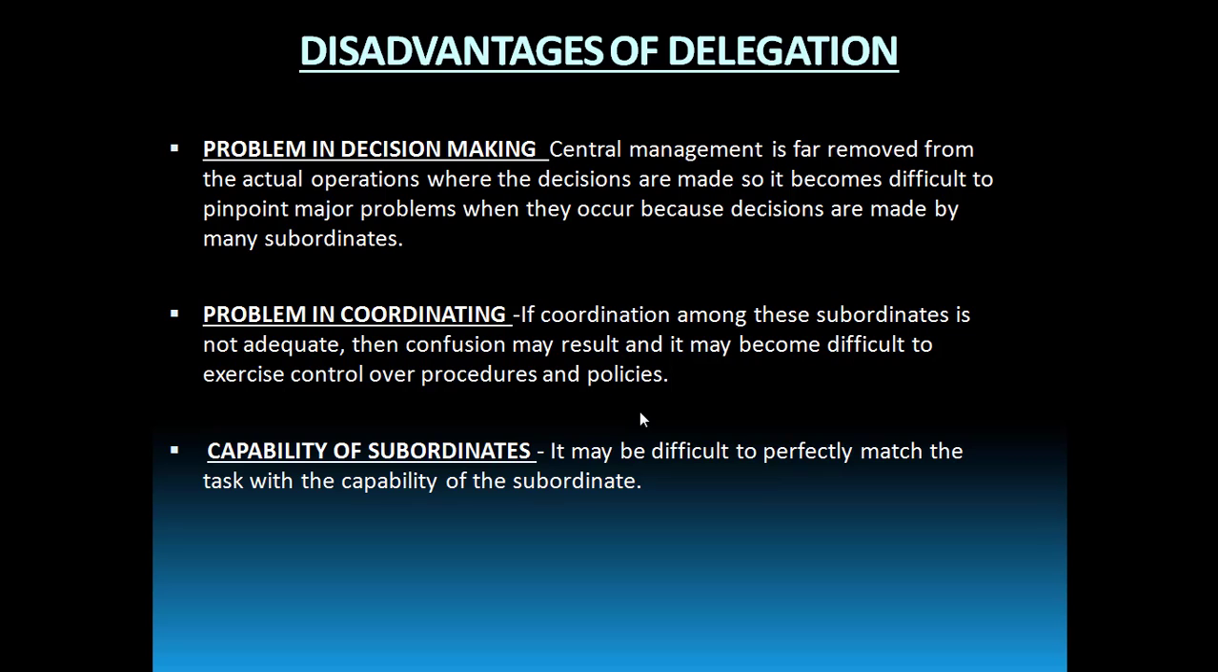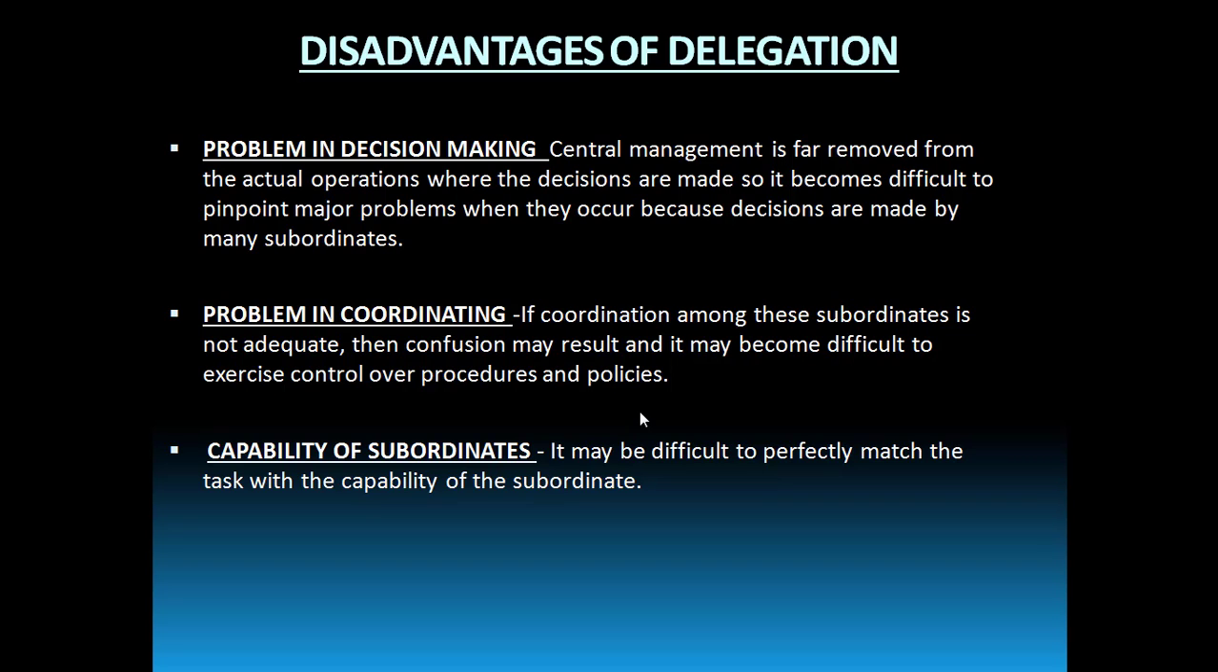And if there is a lack of coordination, then the whole process of delegation will be in vain, because the main function of delegation of authority, or assigning tasks to subordinates, is to reduce the burden of the manager. But if there is a problem in coordination, then in place of reducing the burden of the manager, it will become more burdensome for the manager to find out the problem, right?